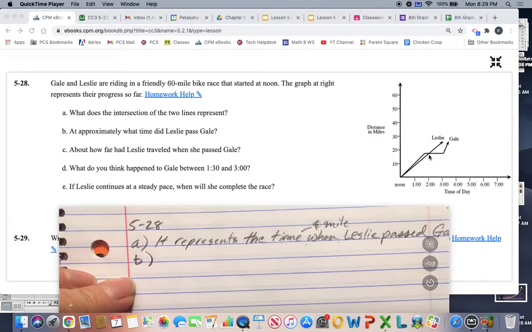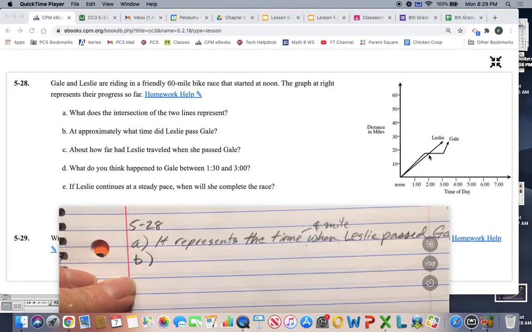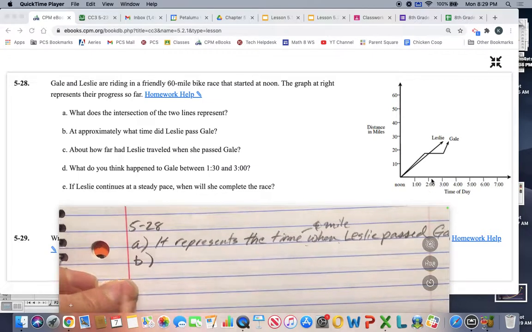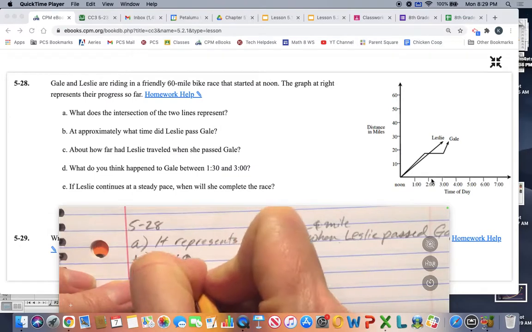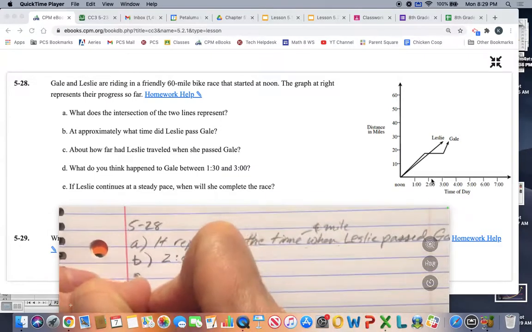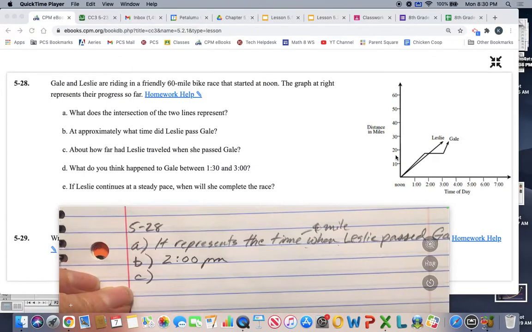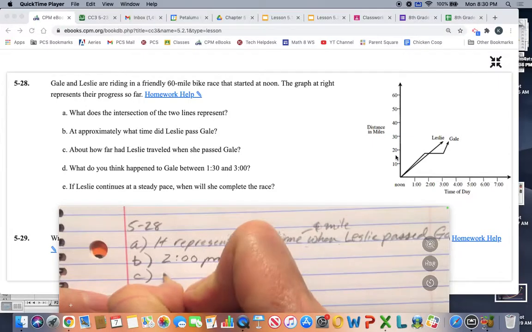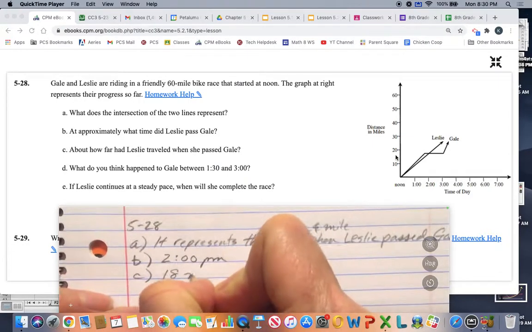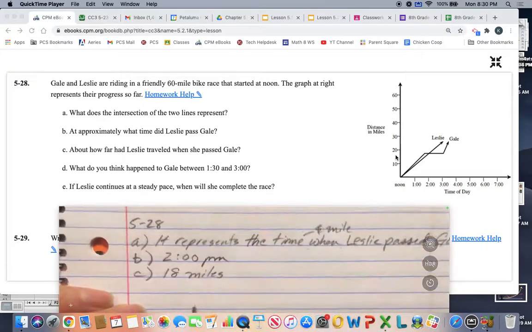All right, at approximately what time did Leslie pass Gail? Okay, so if we look at this, it looks like it was about 2 o'clock. Okay, so let's write that down, 2 p.m. All right, and the C, about how far had Leslie traveled when she passed Gail? Okay, so we know the time by looking at the x-axis, but let's see how this matches up with the miles. It looks like it's about 18 miles. So 18 miles is the answer to that.